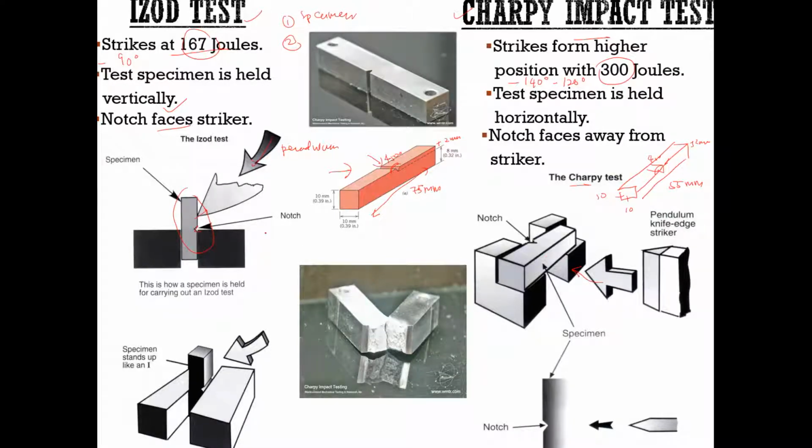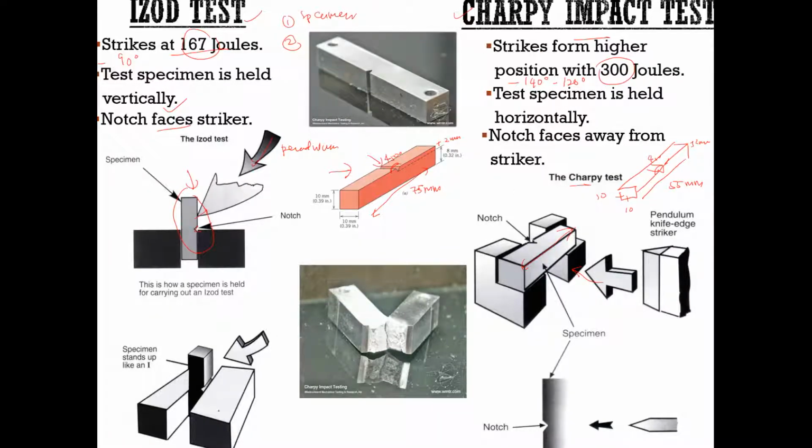And another thing, in the Izod test the specimen is held vertically, while in the Charpy impact test, the test specimen is held horizontally. So these are the differences between the Izod test and the Charpy impact test.